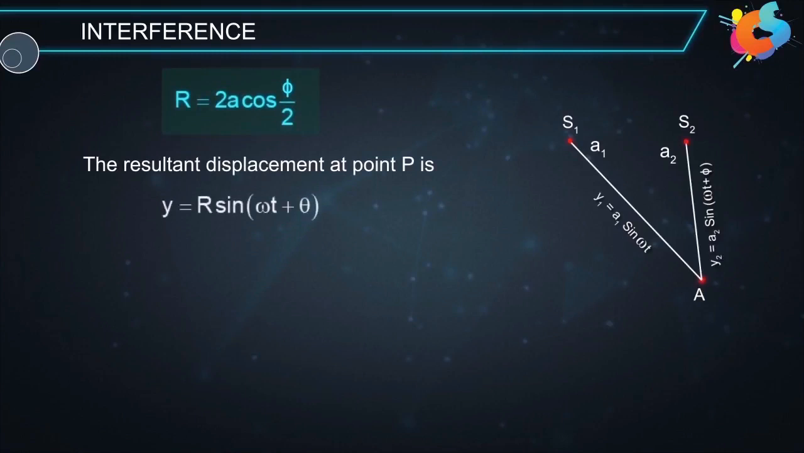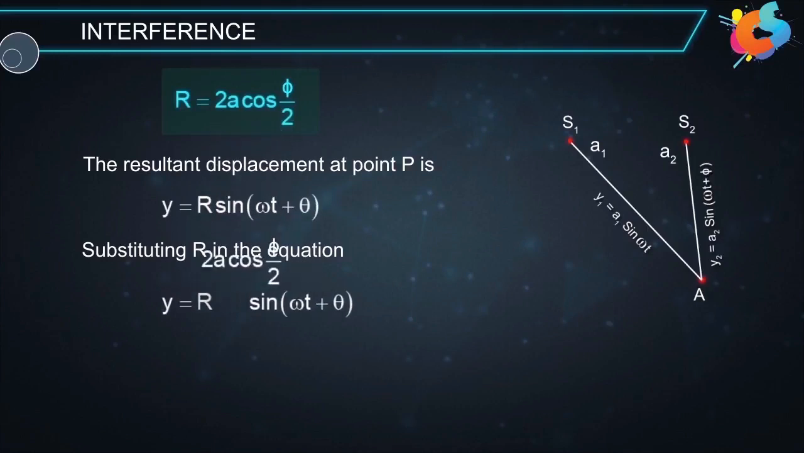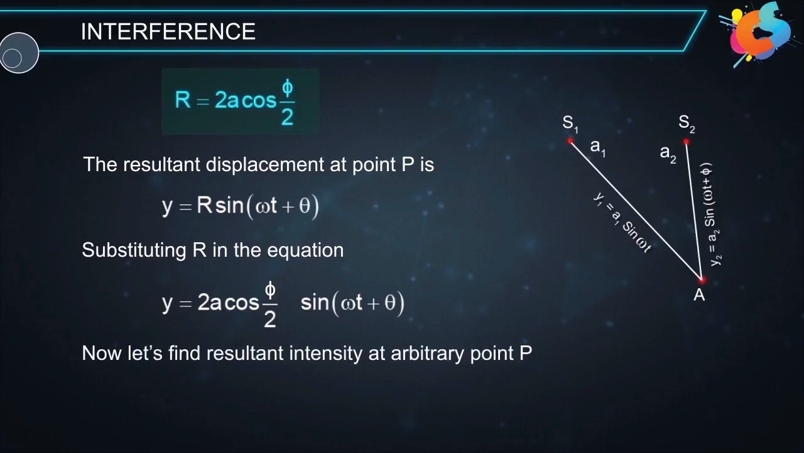The resultant displacement at point P is y = r sin(ωt + θ). Substituting r in this equation, y = 2a cos(φ/2) sin(ωt + θ). And now let us find the resultant intensity at arbitrary point P.